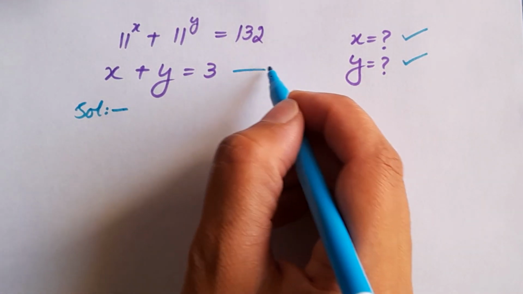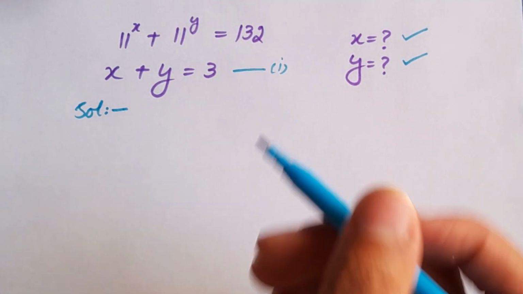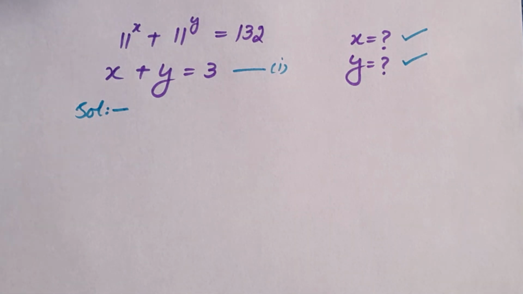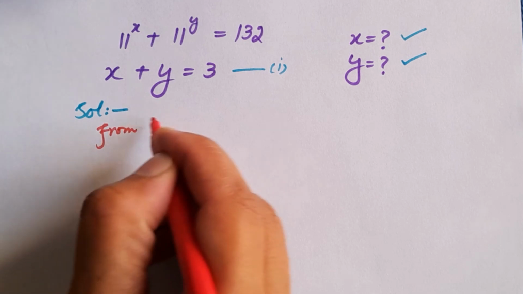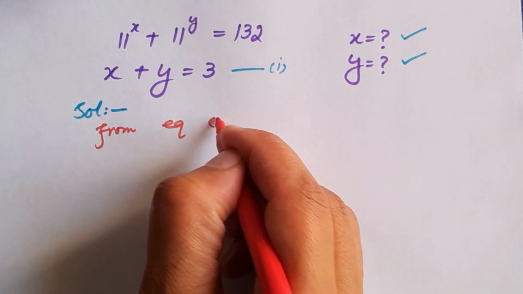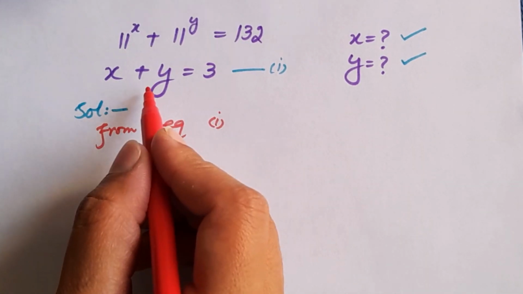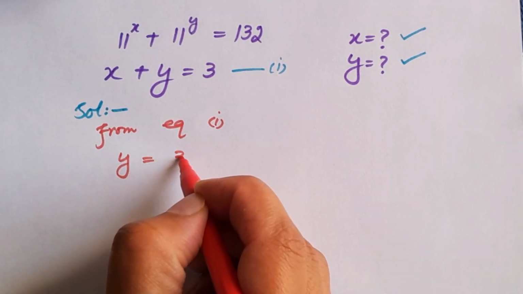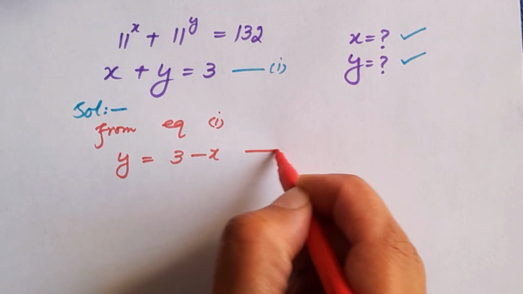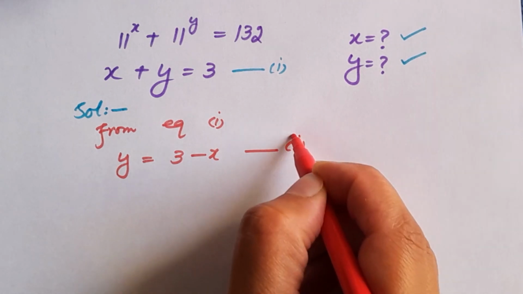Let's name this equation as equation 1. We are going to use this equation to find the value of y. From equation 1, if we subtract x on both sides of this equation 1, we will get the value of y. y is equal to 3 minus x. Let's name this equation as equation 2.